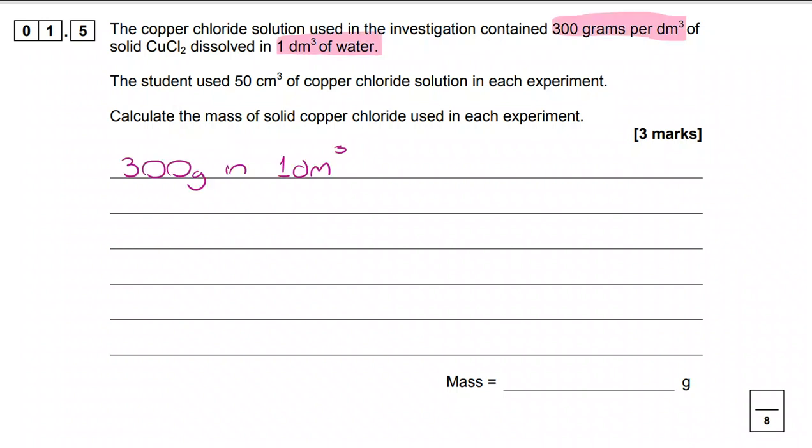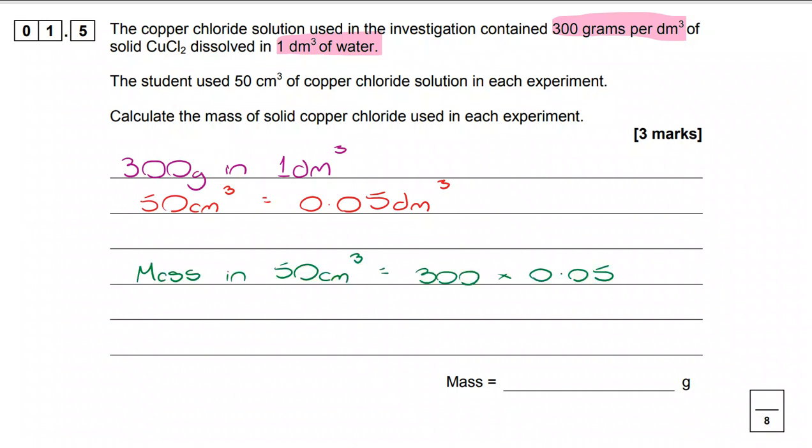Well, let's break this right down. There are 300 grams in 1 decimeter cubed. We're not using 1 decimeter cubed, we're using 50 centimeter cubed, which is 0.05 decimeter cubed. And that is significantly smaller. So we're expecting our answer to be significantly smaller as well.